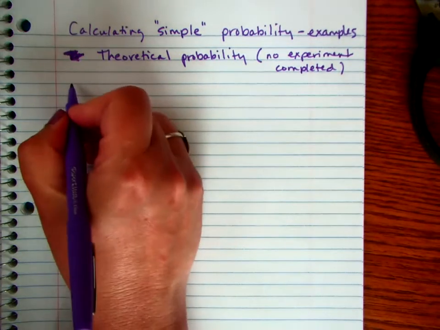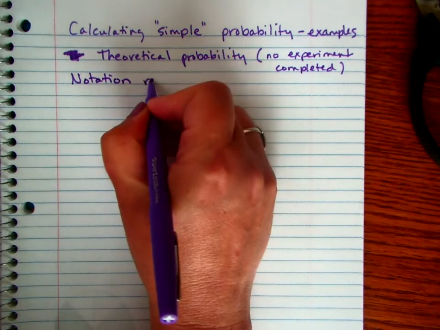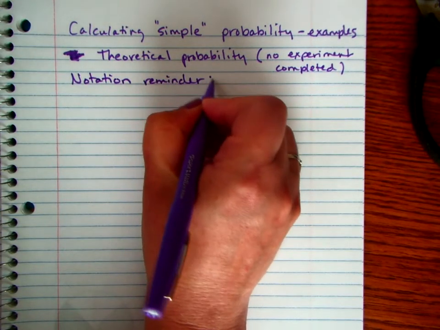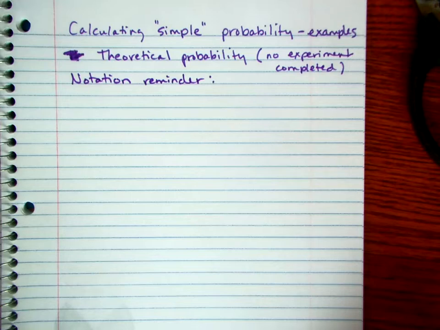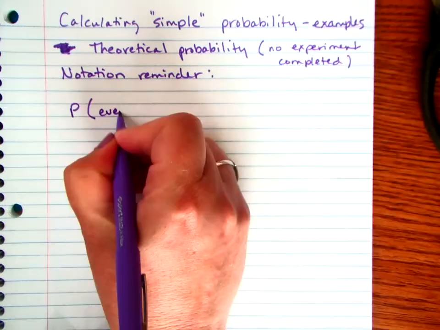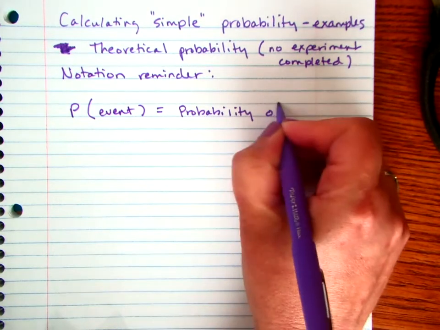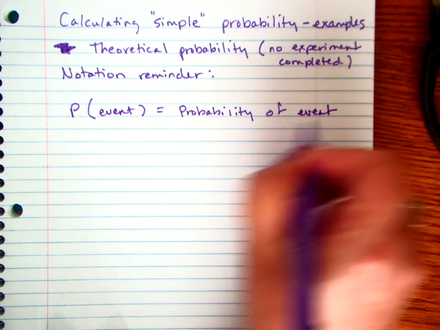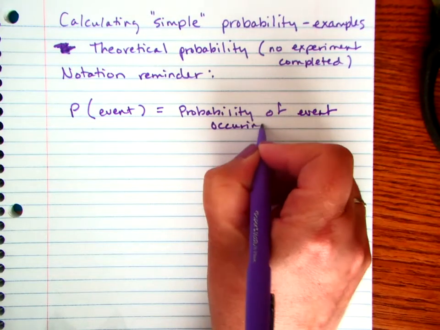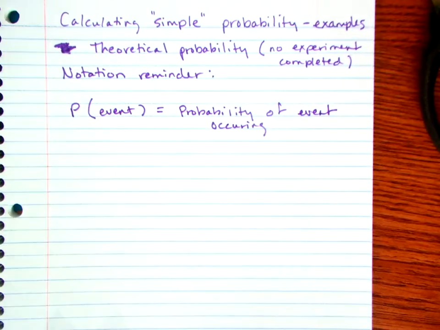So first of all, some reminder of notation, and if you didn't watch the video, you may have missed this notation, so make sure you're watching the videos because that can help. So P of any event means the probability of the event occurring. Now, you won't always be asked to do probability with that P, but that's shorthand for the situation.